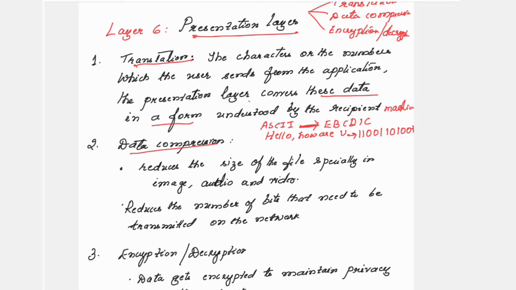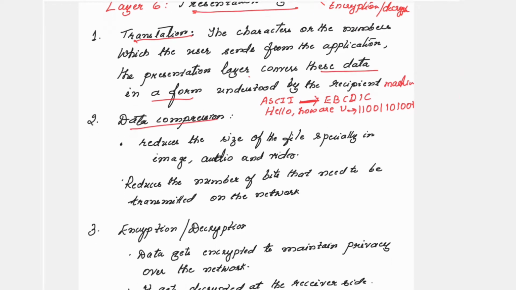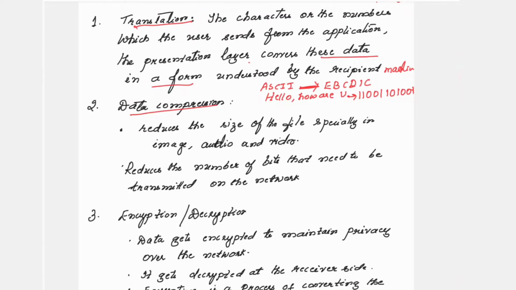Next one is the data compression. This is the second functionality carried out by the presentation layer. Normally, if the data that is being sent from the sender is huge, say 4 MB, the presentation layer can compress that and convert it into 1 MB and send it towards the receiver side. So this will definitely reduce the number of bits that need to be transmitted over the internet. And specifically this type of data compression we carry out for image files, audio files and video files.